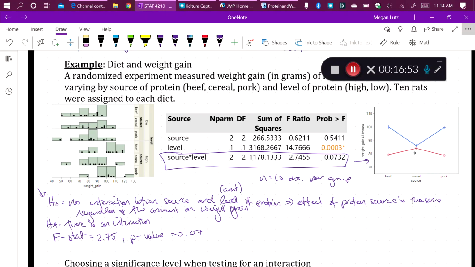So the plot is telling us one thing. We have pretty clear visual evidence of an interaction, even though the F-test is having a hard time identifying it. So, what do you think we should do? We could err on the side of caution. So I'm going to write this down. Our F statistic is 2.75, the p-value is 0.07, but there is clear evidence in the plot of an interaction. So err on the side of caution.